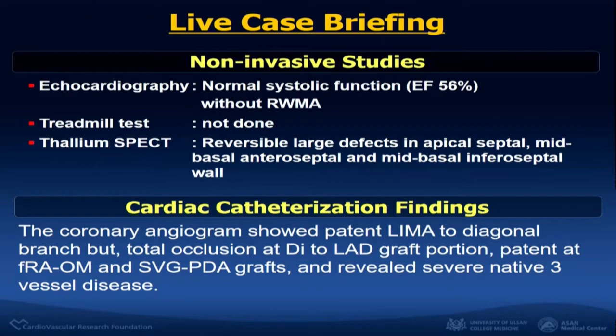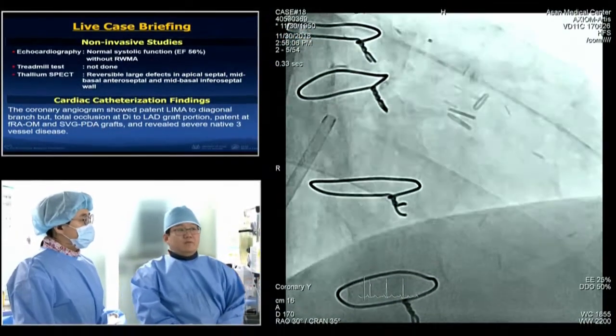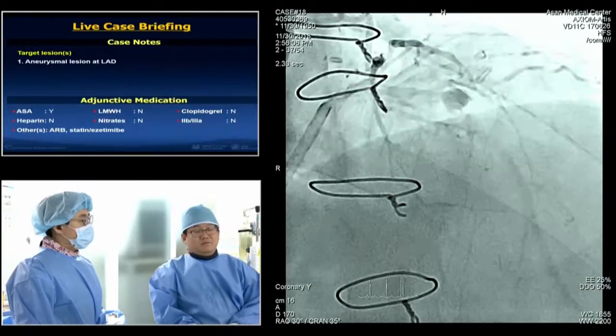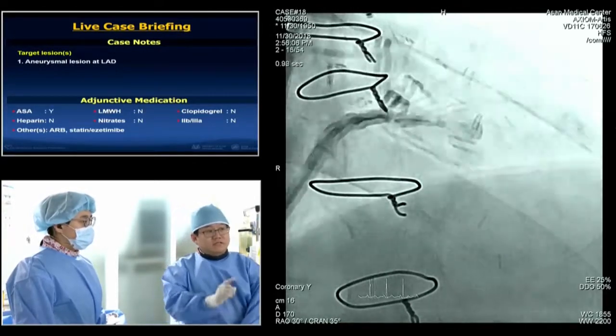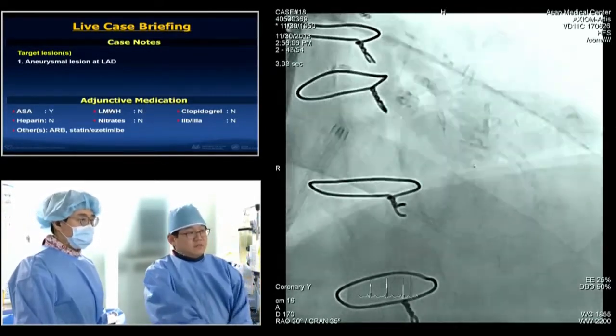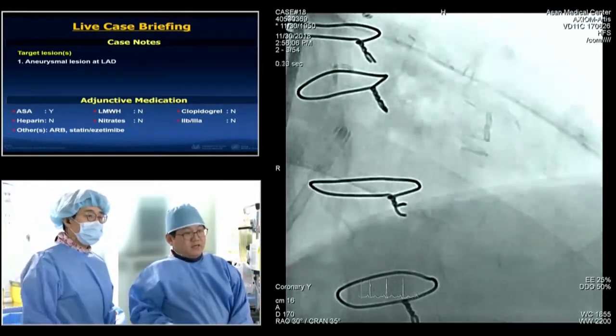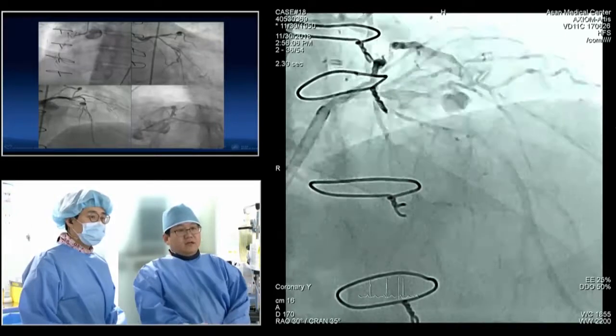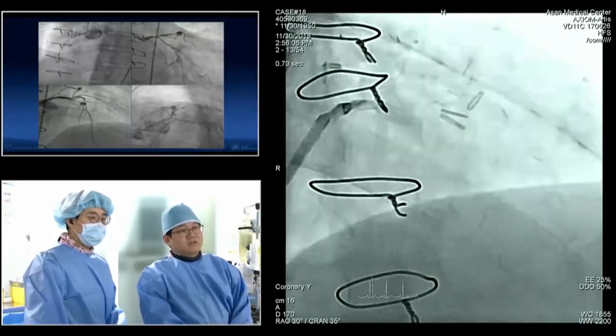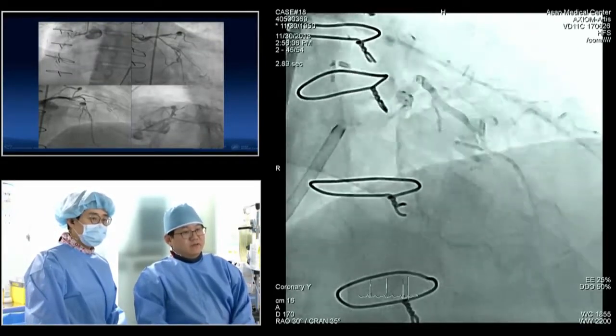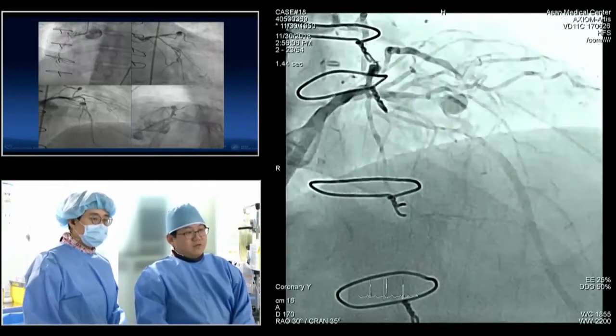Yes, actually he had a history of bypass surgery, but sometimes bypass graft failed. So in this case, the surgeon anastomosed the LIMA to the diagonal branch and LAD, but the diagonal to LAD was not good. So thallium SPECT showed a large perfusion defect at the LAD territory.